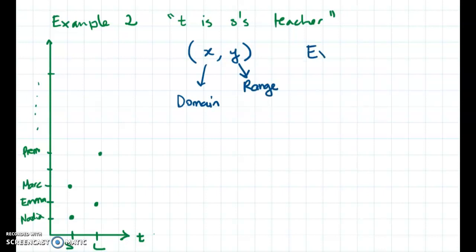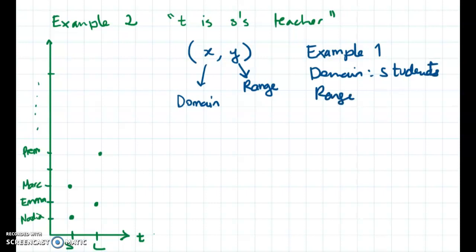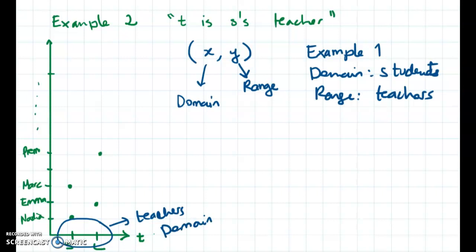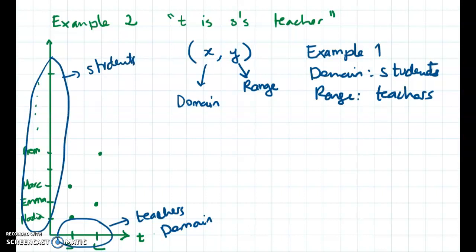So with this notation in example 1, the domain was the set of students and the range was the set of math teachers. And example 2 is the other way. The domain is over here, the set of teachers. This is the domain. And the range is over here in the vertical axis, the students are the range.